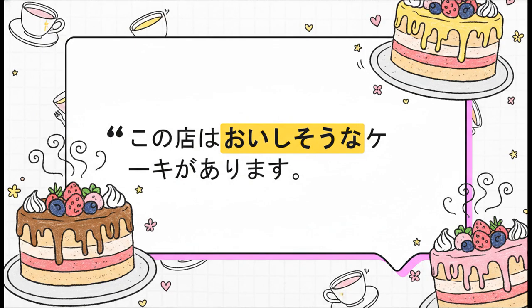And hey, we're back at the cake shop. Now you have the full sentence you need to say what you see. この店は美味しそうなケーキがあります。 You're not making a promise about the flavor. You're just commenting on that absolutely mouth-watering appearance.